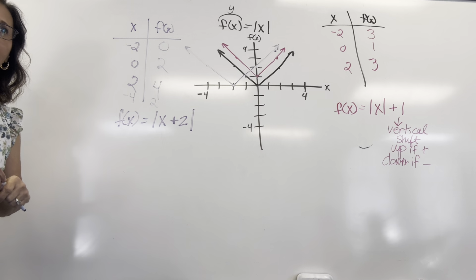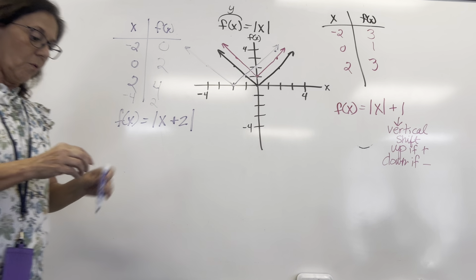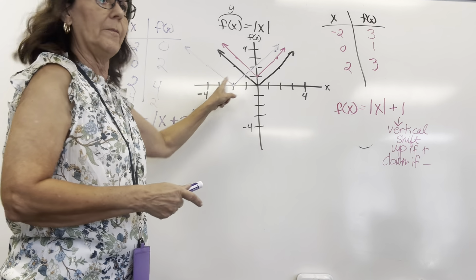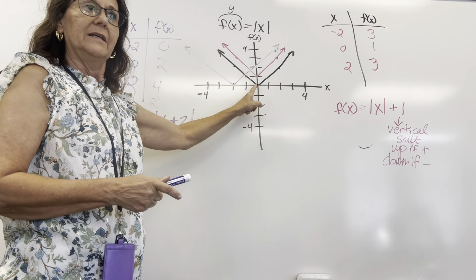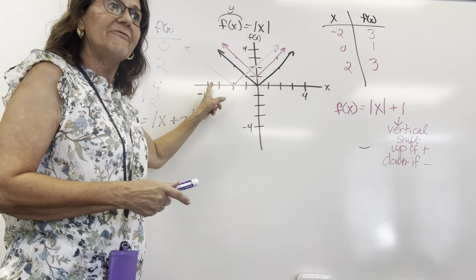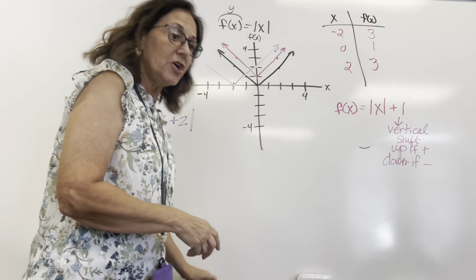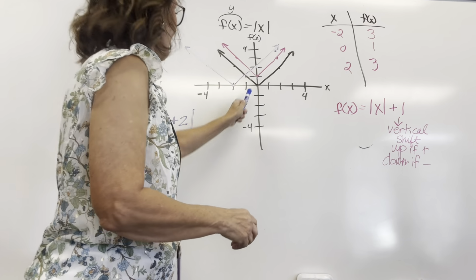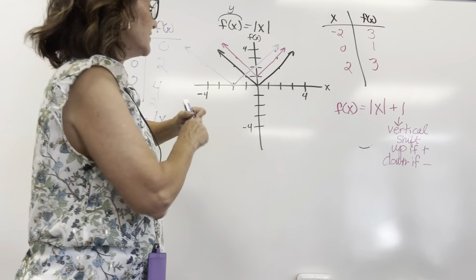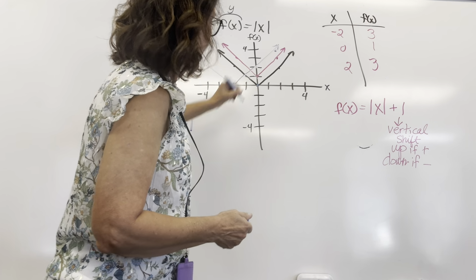It's the same width. But what has happened from the black to the purple? It has shifted left by 2 units. 1, 2. You always look at the vertex. You're looking at the vertex.